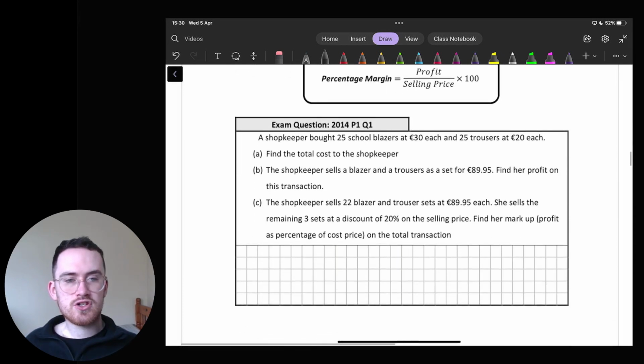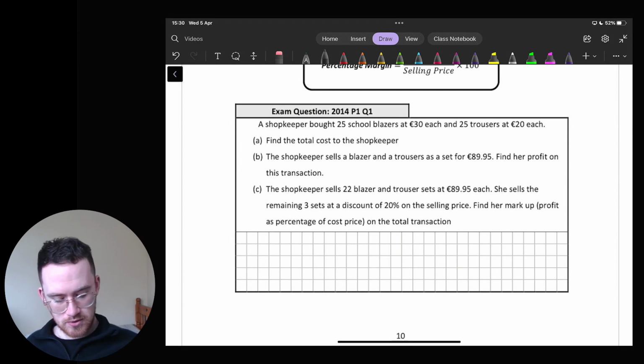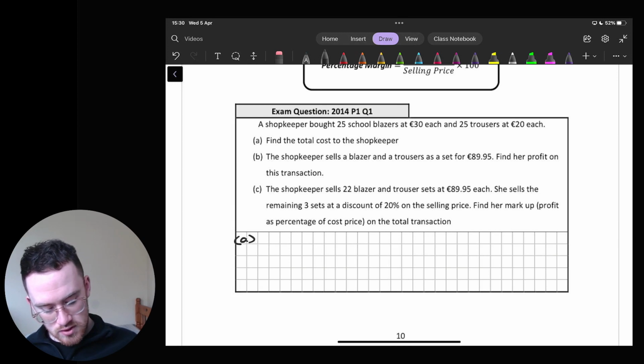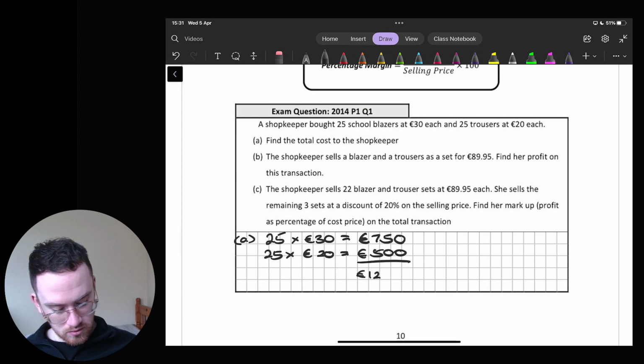If we look at an exam question, a shopkeeper bought 25 school blazers at €30 each and 25 trousers at €20 each. Find the total cost to the shopkeeper. So focusing first on the blazers, 25 blazers at €30. Let's work out that cost. That cost him €750. Then he also has to add on the trousers. There's 25 of those, and they were €20 each. So 25 by 20 gives me 500. Adding those together to find the total cost to the shopkeeper gives me €1,250. So that's my total cost.